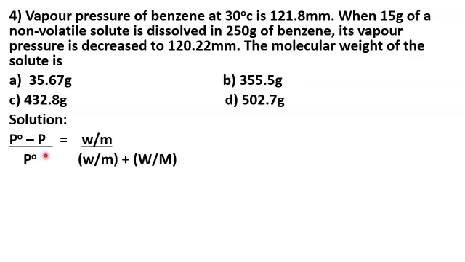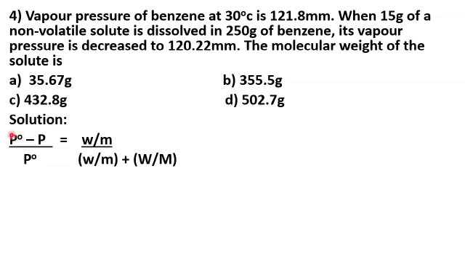Relative lowering of vapor pressure formula is P0 minus P divided by P0 is equal to w divided by m divided by w divided by m plus W divided by M. So where P naught represent vapor pressure of pure component, P represent vapor pressure in solution, small letter w represent mass of solute, small letter m represent molecular weight of the solute, capital W represent mass of the solvent, capital M represent molecular weight of the solvent.